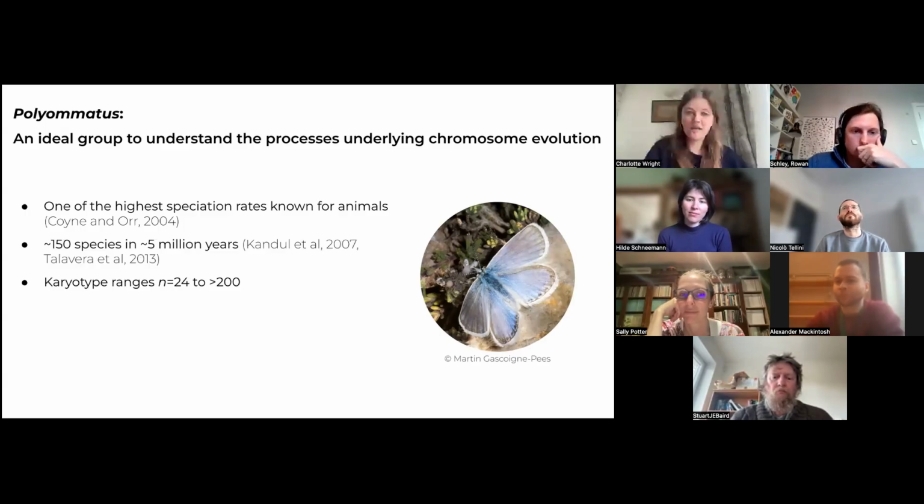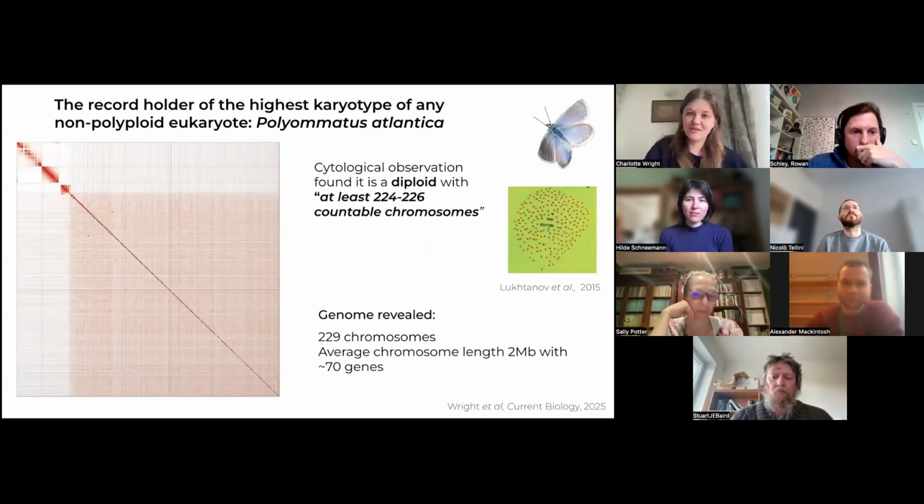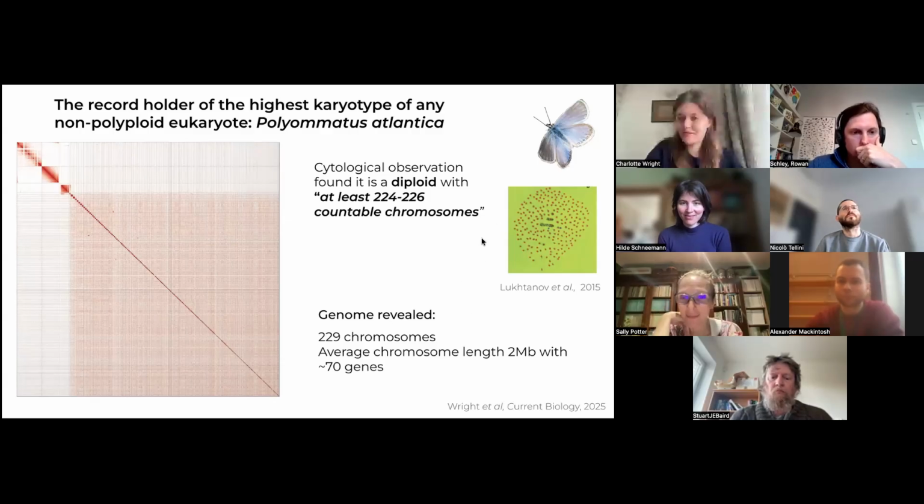And so as a first step to understand what's going on in this group, we generated a genome for Polyommatus atlantica, which before this study was known to have a ridiculous number of chromosomes, as you can see from the cytology here. But when we generated the genome, we found it had 229. And these are tiny, tiny chromosomes, which have an average length of 2 megabases, which is around a tenth of the size of a normal butterfly chromosome, with just 70 genes per chromosome.